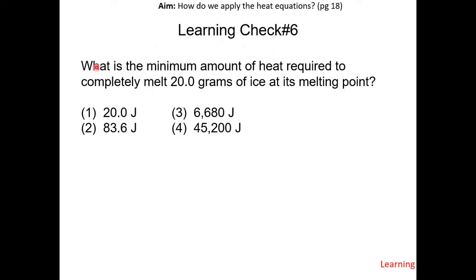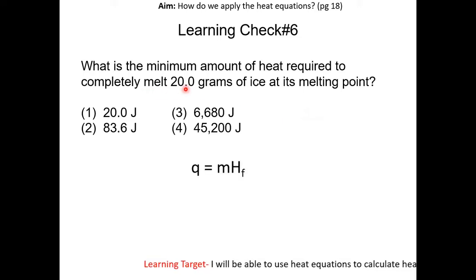Learning check number 6. What is the minimum amount of heat required to completely melt 20 grams of ice at its melting point? Pause the video and resume once completed. The keyword is melt, so we have to use the heat equation Q equals mHF. We're given the mass as 20 grams, and HF is found on table B on your reference table. HF is 334. 334 times 20 gives us 6,680 joules.